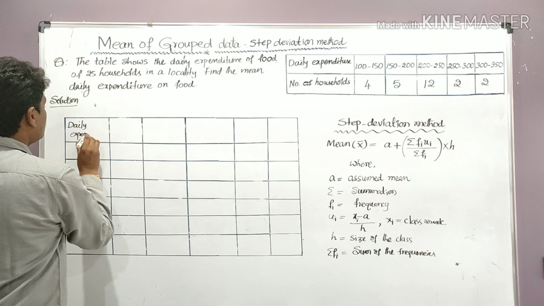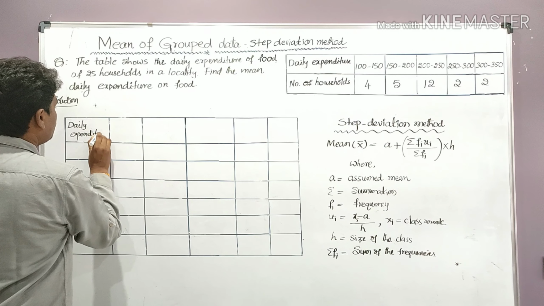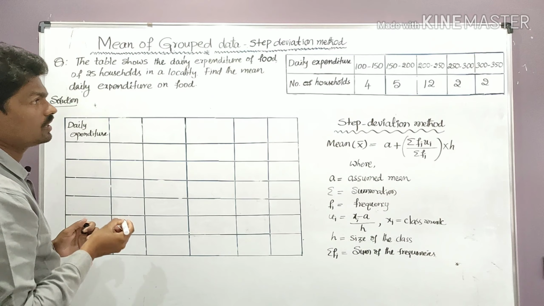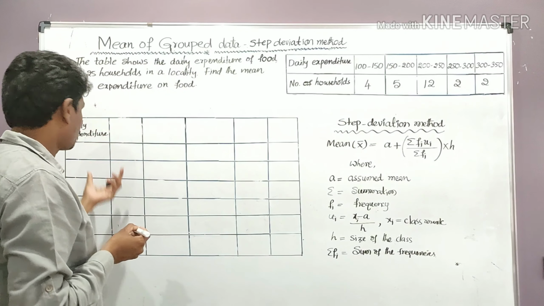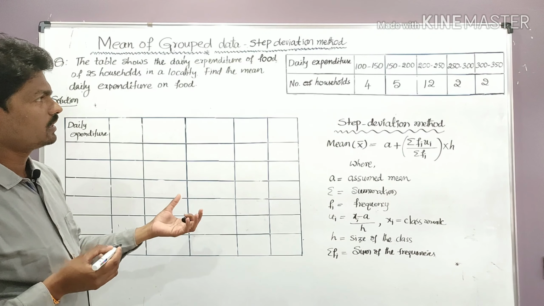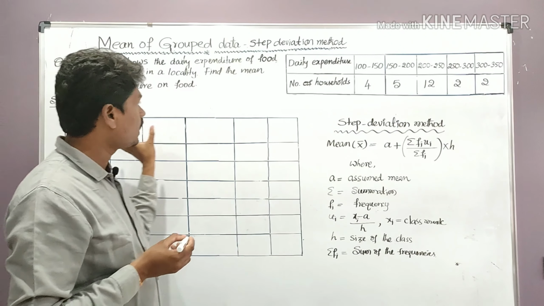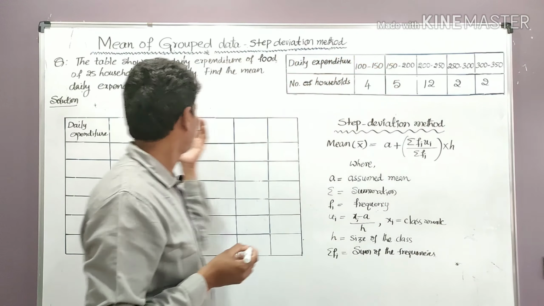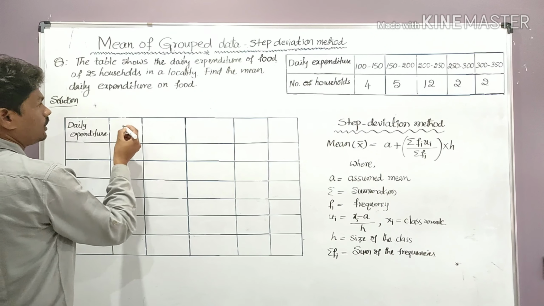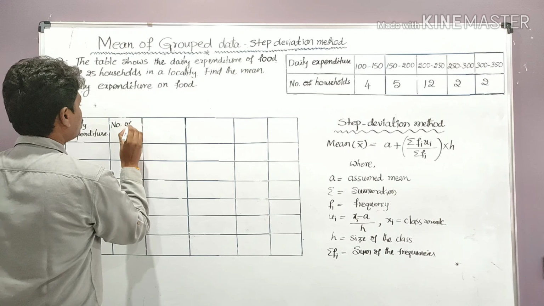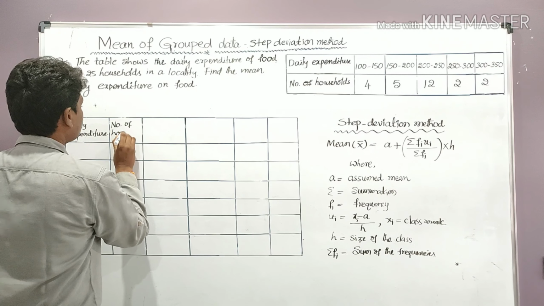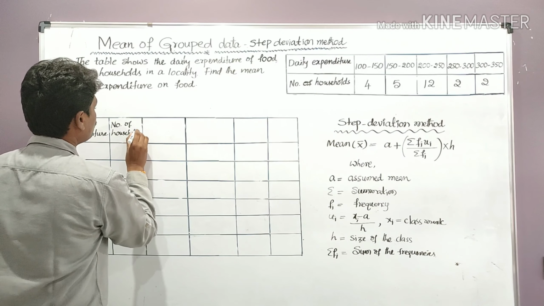Daily expenditure he has given, student. I am writing it as daily expenditure. So he has given these two horizontally. Now we have to write them vertically. The first two columns he has given horizontally, we just have to write them vertically. So daily expenditure and number of households.